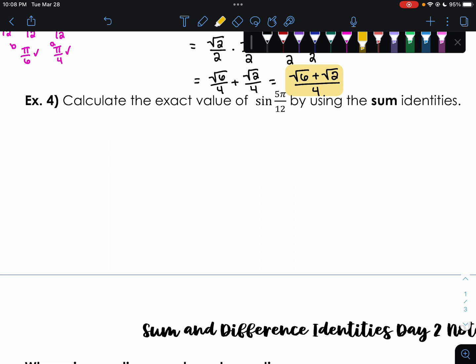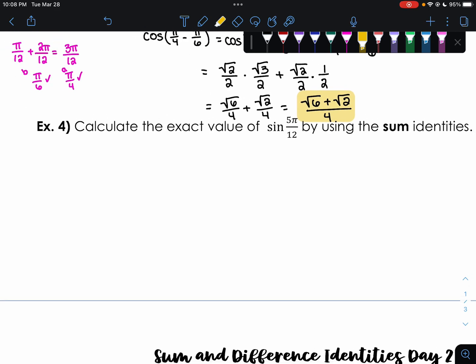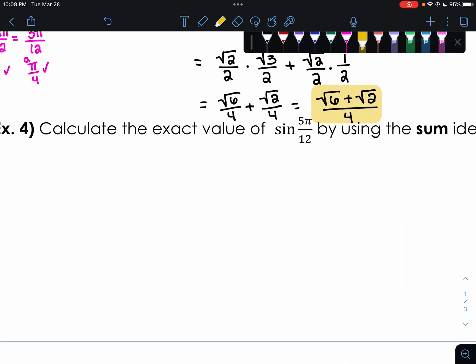So what we're going to do here is calculate the exact value of sine of 5 pi over 12 by using the sum identities. I'm going to first solve it using radians, then I will solve it using degrees. Okay, so first thing we're going to do is use the sum identity for sine, so I'm going to write that out.